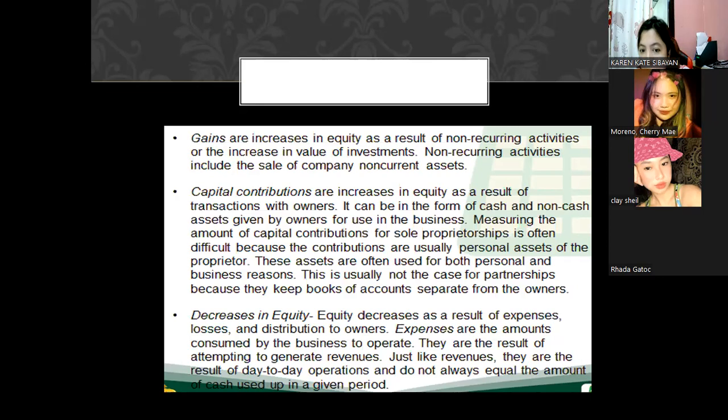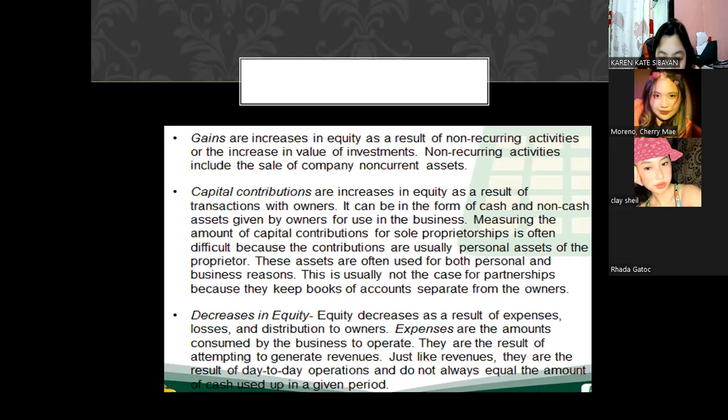Take note of the result, increases kapag nagdadagdag ka ng capital. Okay? So, it decreases naman the equity as a result of expenses, losses, and distribution to owners. So, expenses are the amounts consumed by the business to operate. So, they are the result of attempting to generate revenues. Just like revenues, they are the result of day-to-day operations and do not always equal the amount of cash used up in a given period.